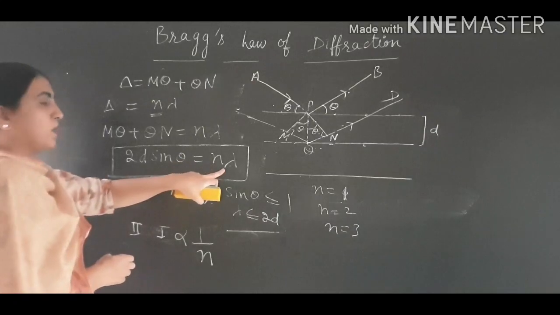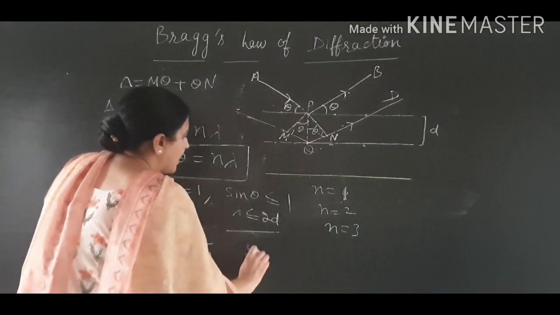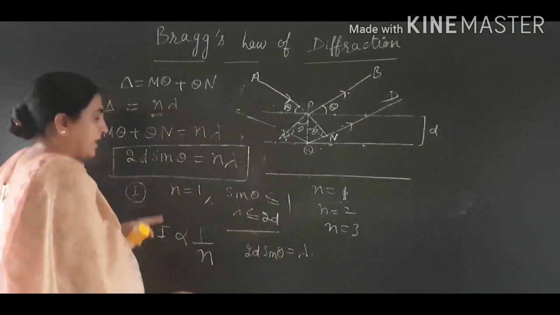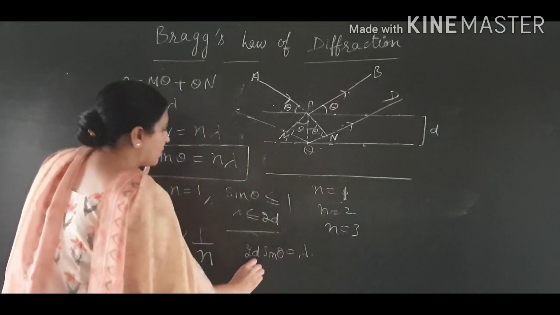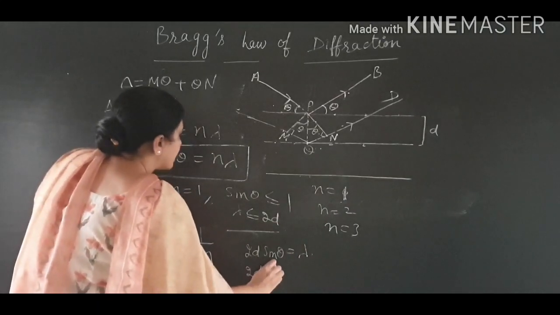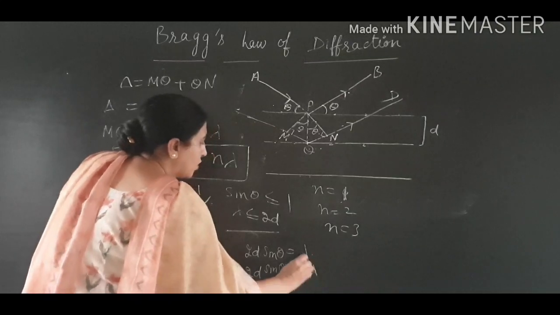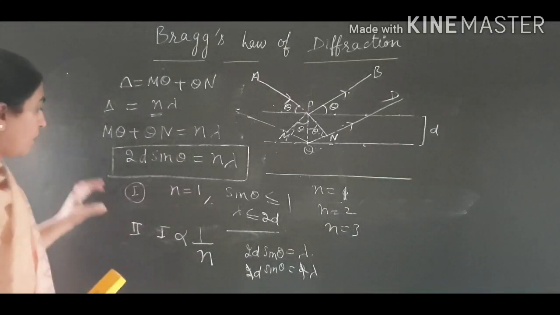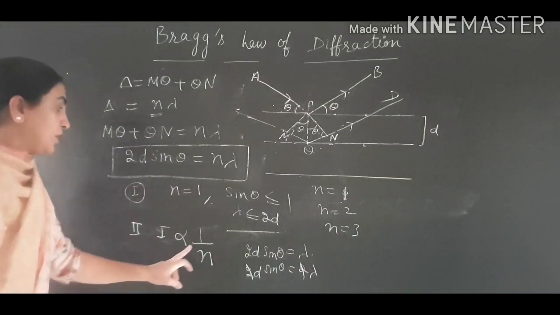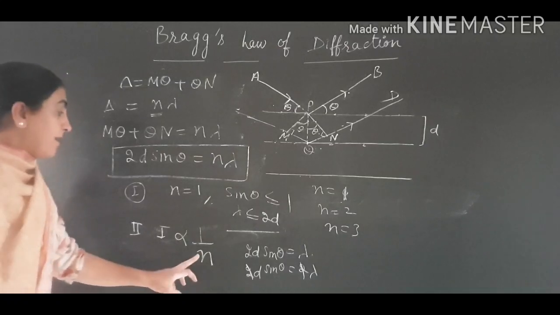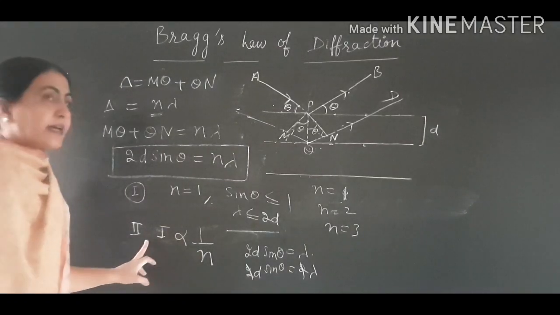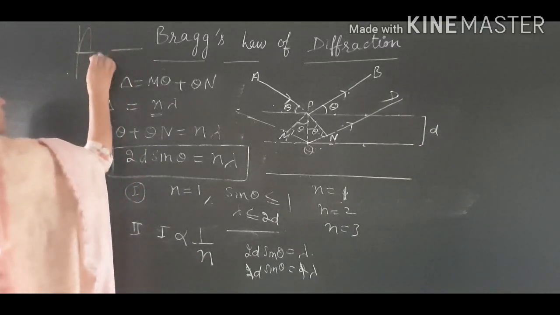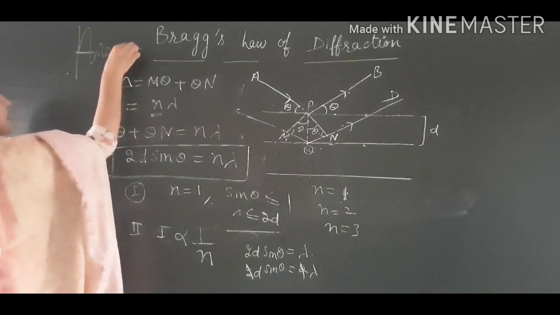Put here the values. 2d sin theta is equal to n lambda. So for n equal to 1, 2d sin theta is equal to lambda. Then put n equal to 2: 2d sin theta is equal to 2 lambda. The 2 cancels with 2, and you have d sin theta equal to lambda. So intensity is inversely proportional to 1 over n, which means when the order of reflection increases, the intensity of the wave decreases, like this. You know the wave shape is like this.